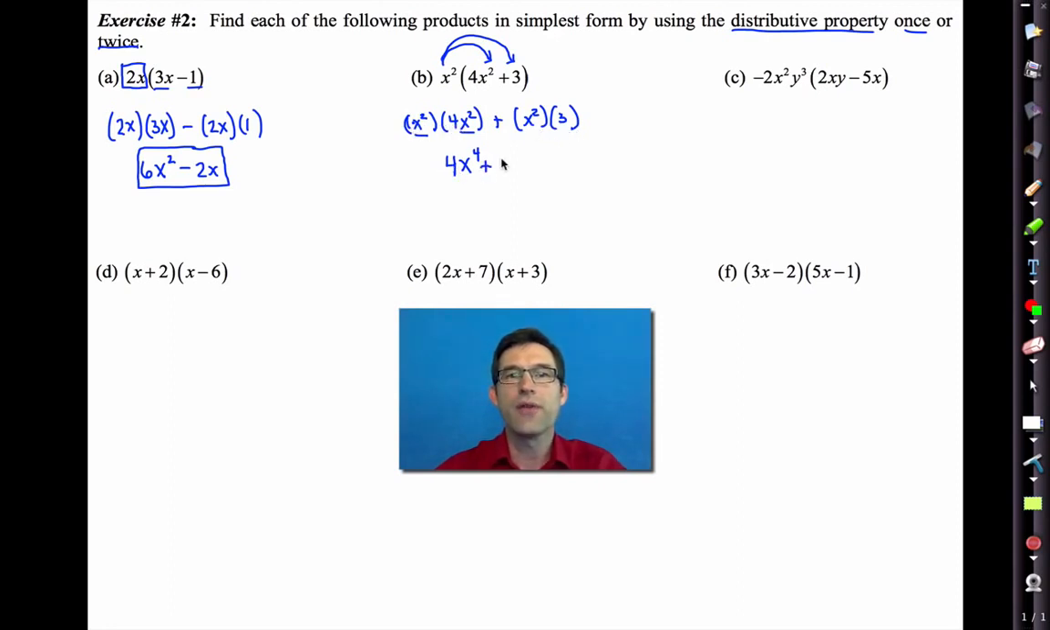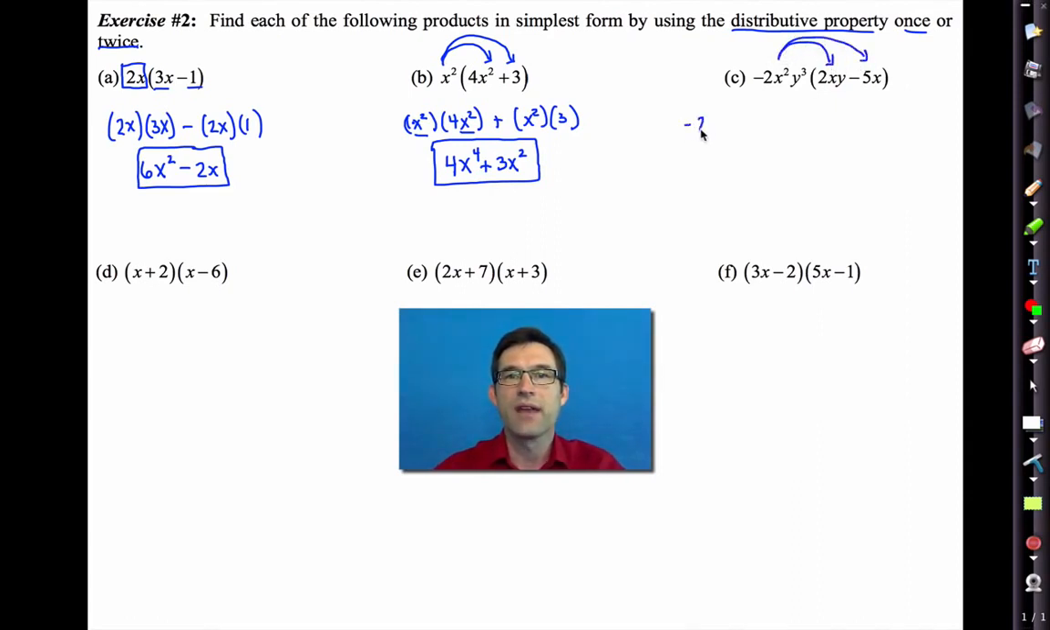Here, there's truly nothing we can do other than write this as 3 times x squared. It's a little unsatisfying if you think about it. I mean, there's nothing else we can do. We can't add exponents or anything like that. So we get 4x to the 4th plus 3x squared. Now this one looks awfully difficult. But again, just take it a little piece at a time.